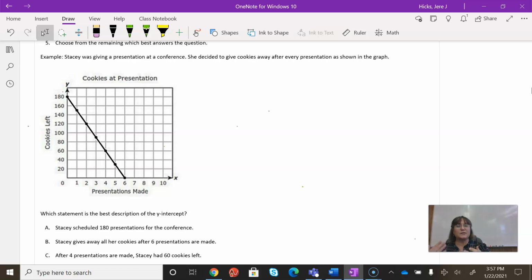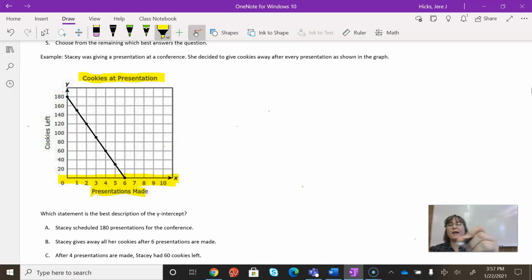And I know in the stem, I remember that it said something about presentations, conference, and cookies, because everybody likes to think about cookies. So I'm going to go back and now look at the graph, and yes, the title of the graph is Cookies at a Presentation. I can see that my x-axis, my horizontal axis that goes left and right, side to side, is labeled as presentations made. So those numbers like 1, 2, 3, and 6 are presentations.